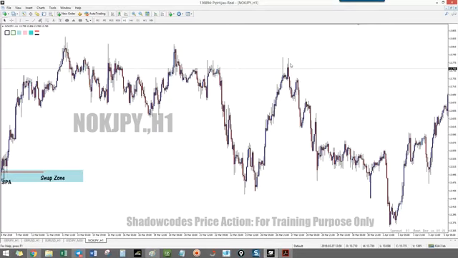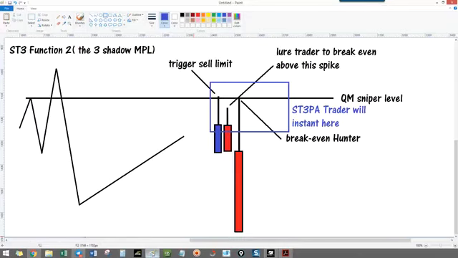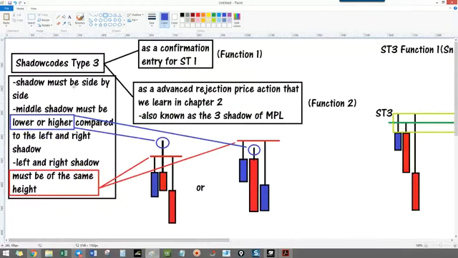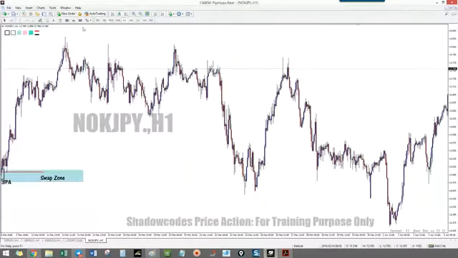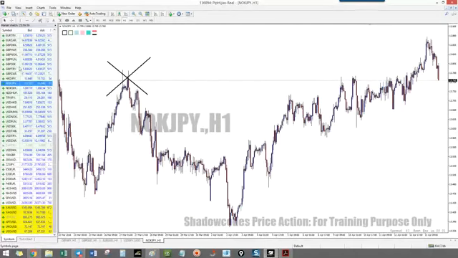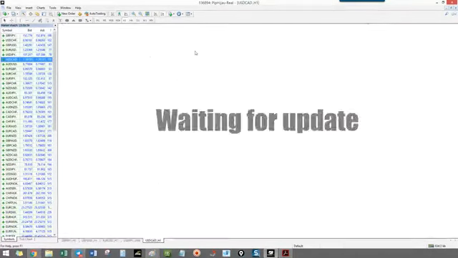ST3, this is not it. Okay, the criteria is it must be side by side. Okay, even though this is working, this is not what I teach. Okay, not side by side. Okay, let's find the pair.